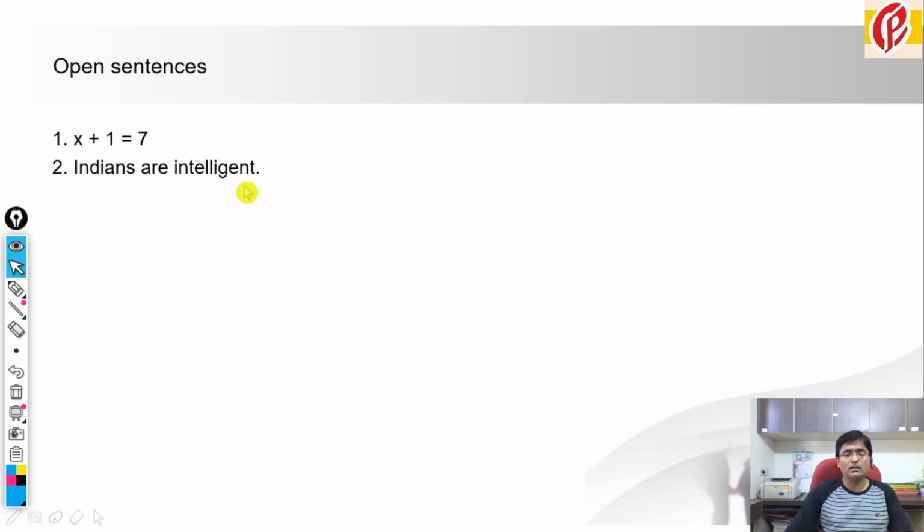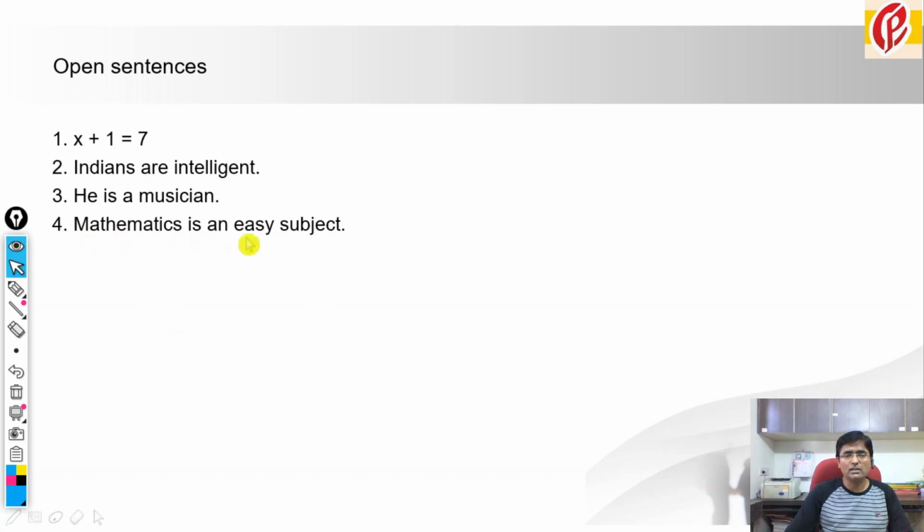Indians are intelligent. Some will say Indians are intelligent, and some will say Indians are not intelligent. So the truth value of this sentence varies from person to person. He is a musician. So this is also a sentence whose truth value varies from person to person.